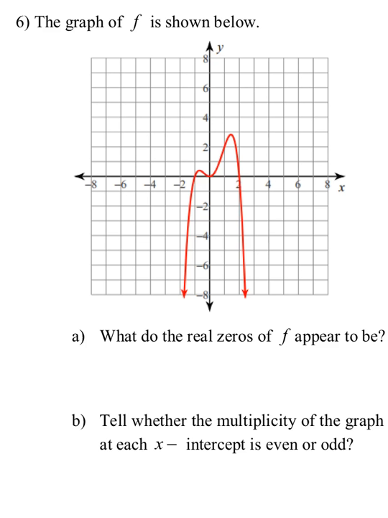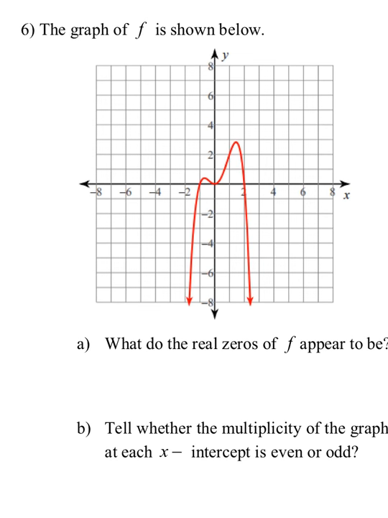Okay, so for problem number 6, we have a graph that we have to analyze. And the first question is, what do the real zeros of f appear to be? Well, the first place where the graph crosses the x-axis, which is where the zeros are, it appears to be at negative 1, 0. So I'm going to write that down, negative 1, 0.